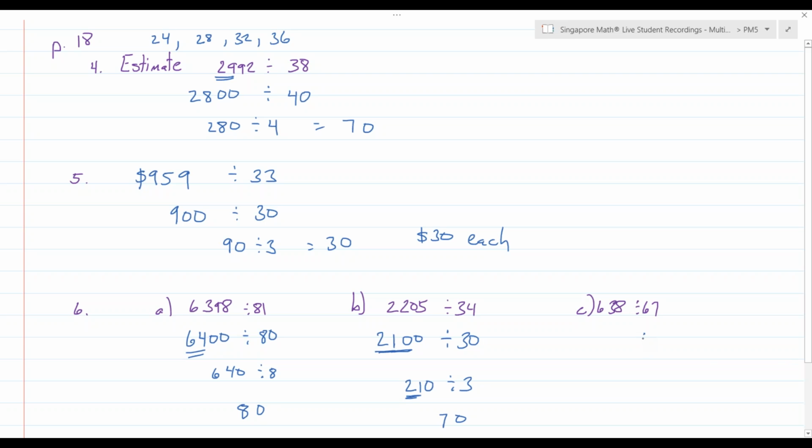638 divided by 67, I'm going to make that division by 70. When I think about the closest number that I can get to, I think of the number 63. So 630 divided by 70 is the same thing as 63 divided by 7 is 9. So the best estimate of 638 divided by 67 is simply 9. All right, now you're ready to do exercise 6.